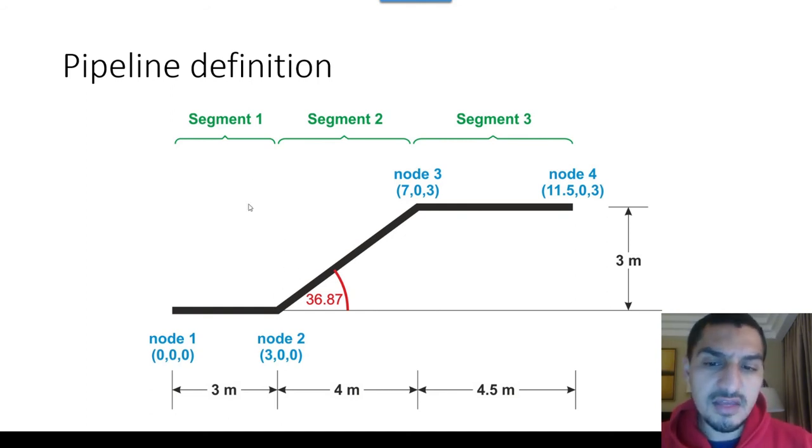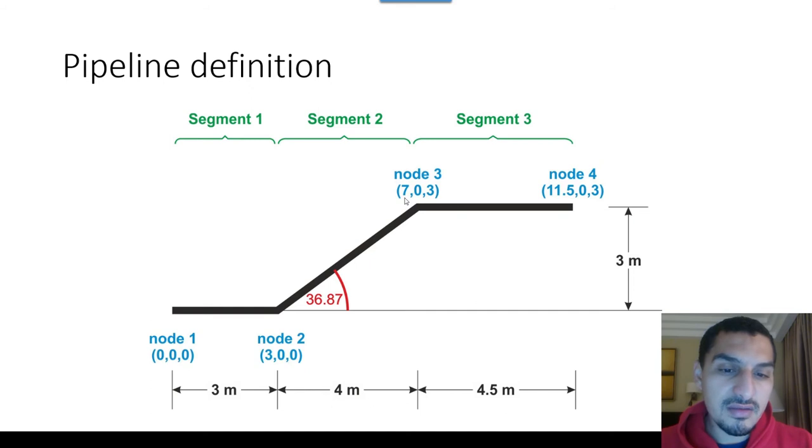I didn't have any change in the z direction or in the y direction. I only had change in the x direction, and that's why this node is gonna be 3, 0, and 0. To move from here to here, we see that the z changed by 3. So we have here the value of 3, and we have here the value of 7, because it is 3 meters, and we added 4 more meters to the 3, so the total is 7 meters. And the same here, we added 4.5 to the 7, so it's 11.5, 0, and 3.